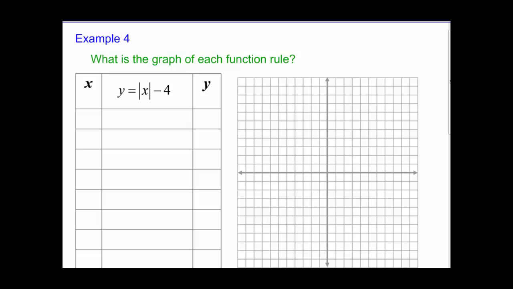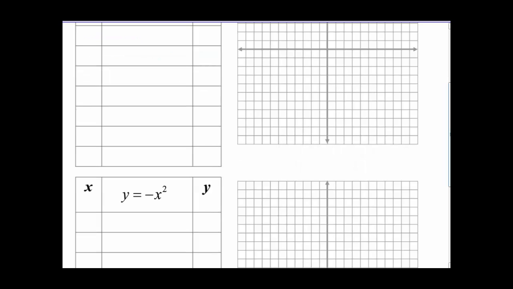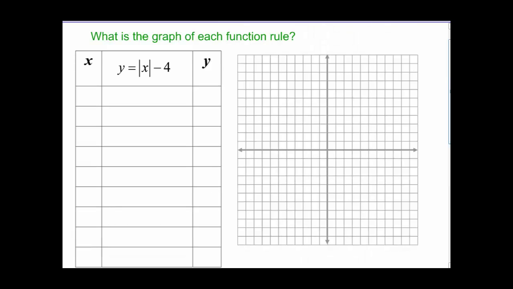All right, example 4. What is the graph of each function? We have the function y equals the absolute value of x minus 4. We have our grid here that starts at 0, 0. Let's plug in, and always plug in at least 7 points. Same thing for the second one, y equals negative x squared. We want to try 7 points and plot them. I'll start you off with the first one, and then you can continue.